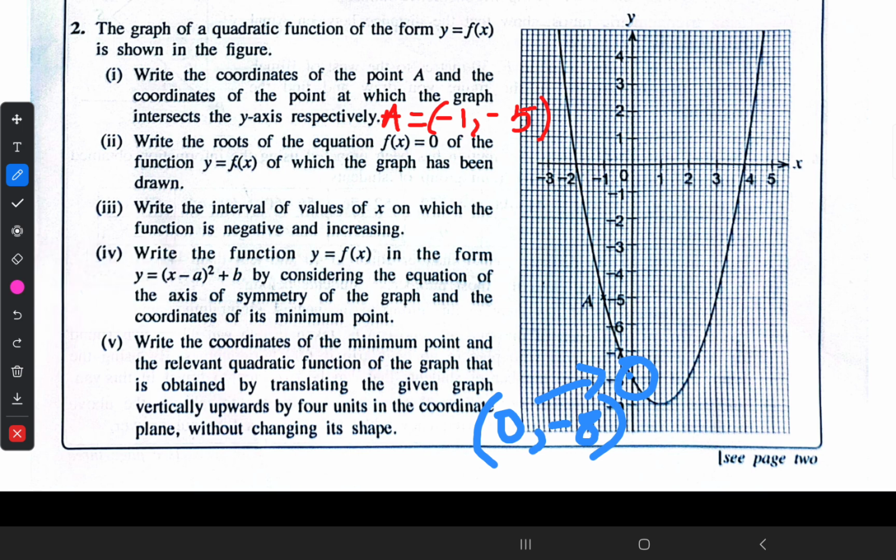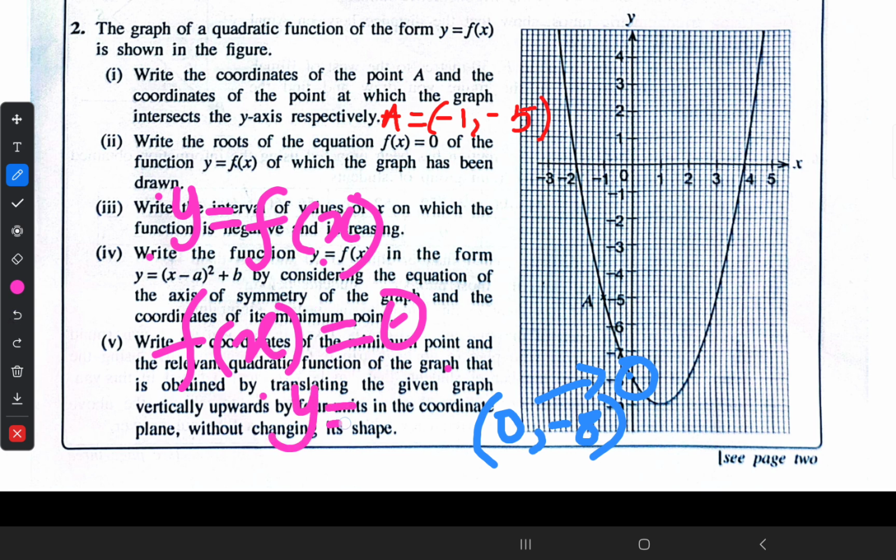Then, write the roots of the equation f(x) equals 0 of the function y equals f(x) when the graph has been drawn. Look at this carefully. y equals f(x). Here they have given f(x) equals 0. That means y equals f(x). Say a mango is 5 rupees and an apple is also 5 rupees. That means mango and apple are the same price now.